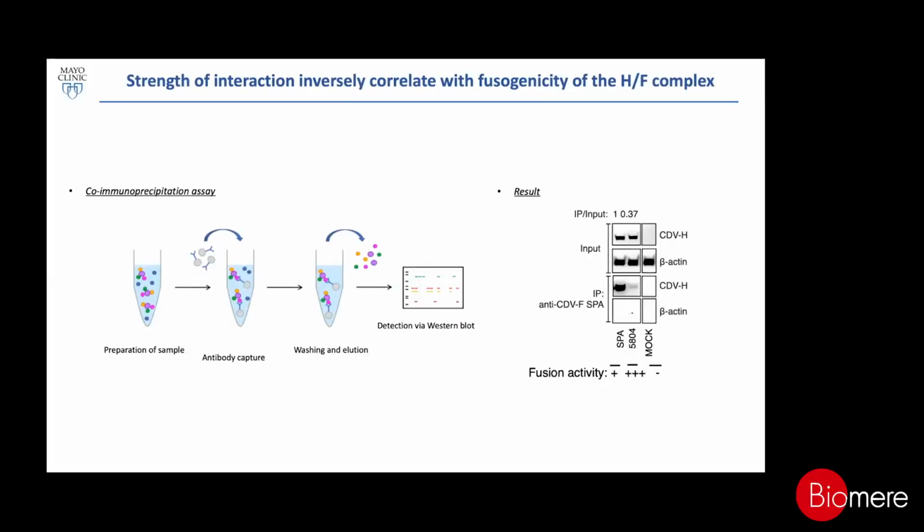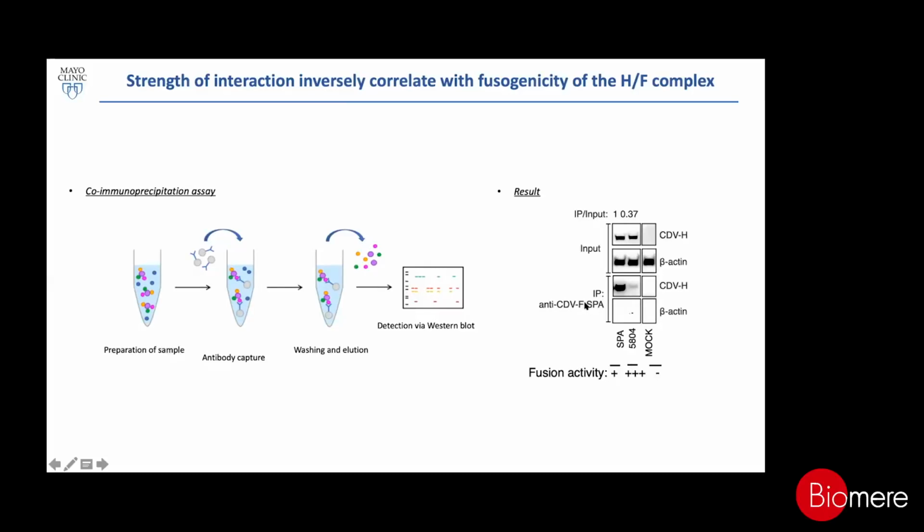So in order to test our hypothesis, we performed co-immunoprecipitation analysis. In the schematic, we can see that if the molecule in magenta interacts with the molecules in green and in orange, providing that we immunoprecipitate the molecule in magenta, we will detect by Western blot analysis the molecules in green and in orange. So what we did was to co-transfect cells with the CDB-F ESPA and either the homotypic or the heterotypic H combination. We next detected the CDB-H in the input versus in the immunoprecipitated fraction after incubation with an anti-CDB-F antibody.